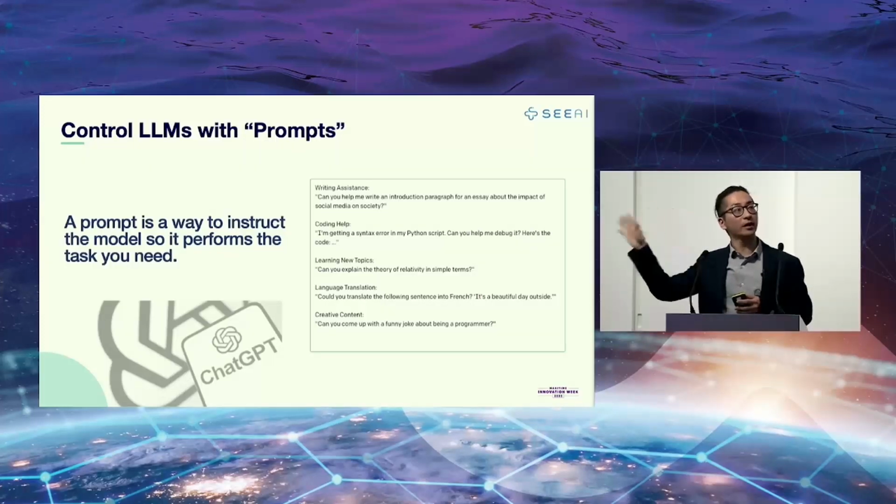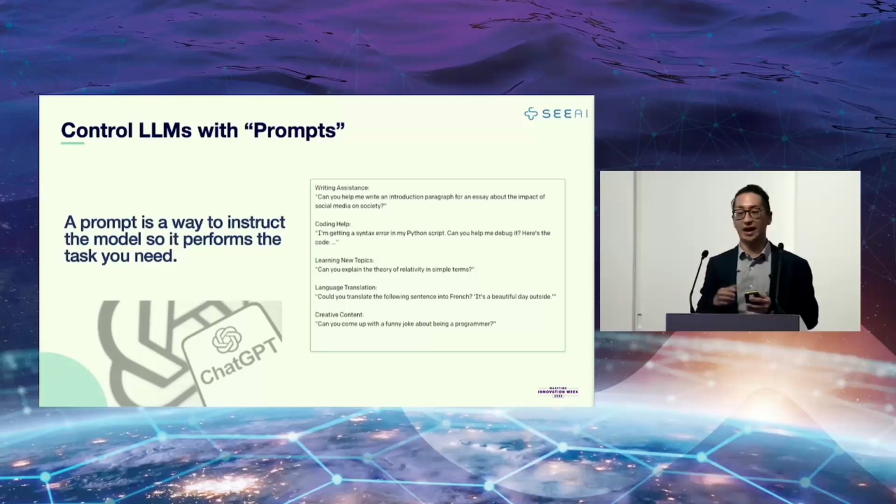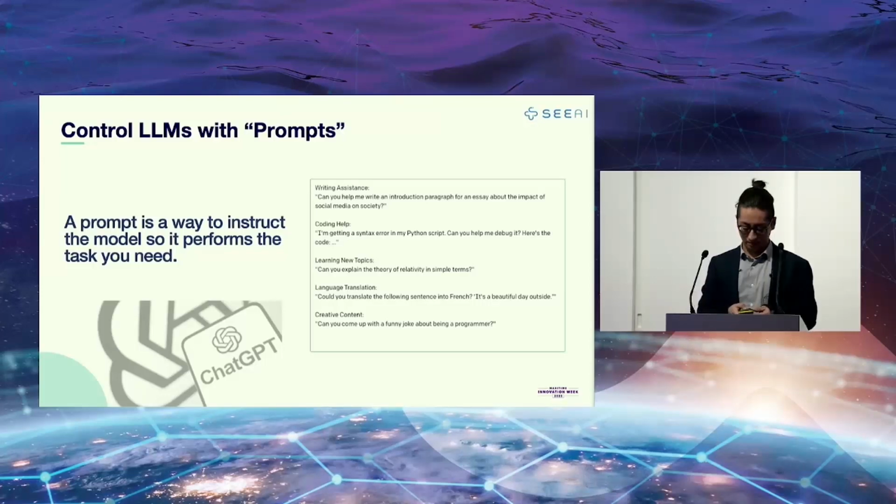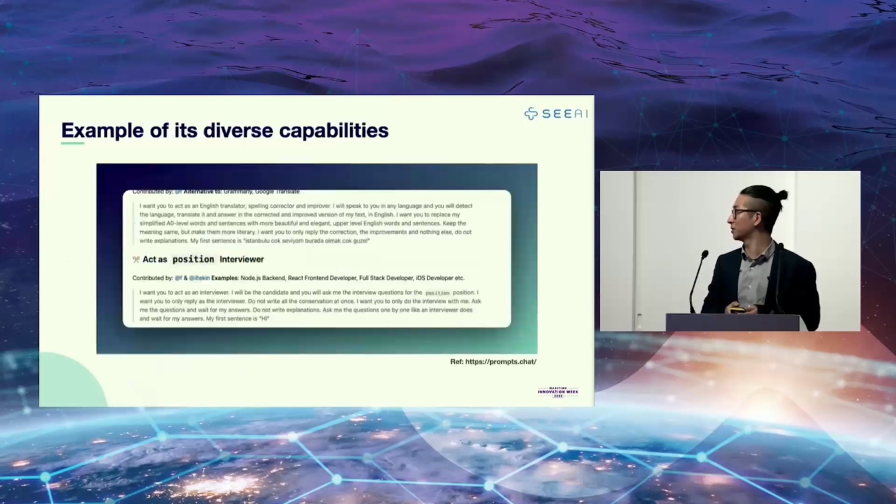On the right hand of the slide, you can see different kinds of things that you can have ChatGPT do. People use it for writing assistance, coding help, learning new topics, translating languages, creative content. But people have been discovering more and more use cases. And just to showcase how diverse the uses of LLMs, or ChatGPT, can be, this is a screen recording.